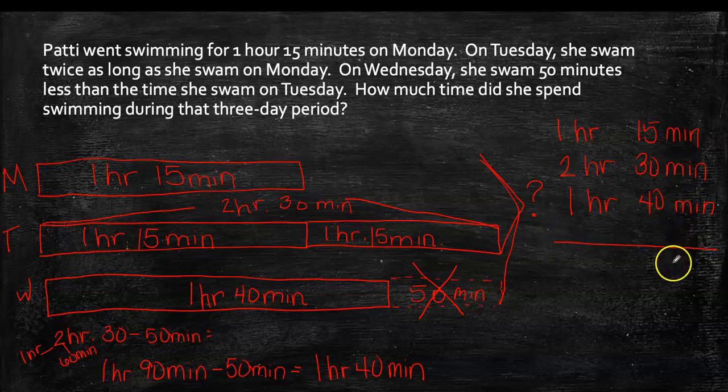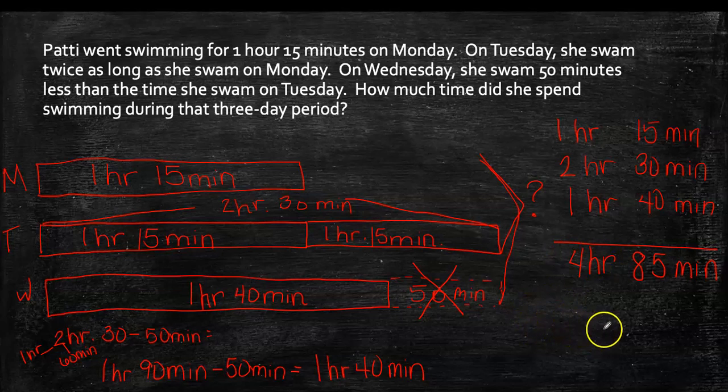Let's go ahead and start with our minutes. How many minutes is all of that? We have 15 plus 30 plus 40. 15 plus 30 is, well, let's do 5 ones plus 0 ones plus 0 ones is 5 ones. 1 ten plus 3 tens is 4 tens, plus another 4 tens is 8 tens. That's 85 minutes. 1 hour plus 2 hours plus 1 hour is 4 hours. So she swam for 4 hours and 85 minutes.